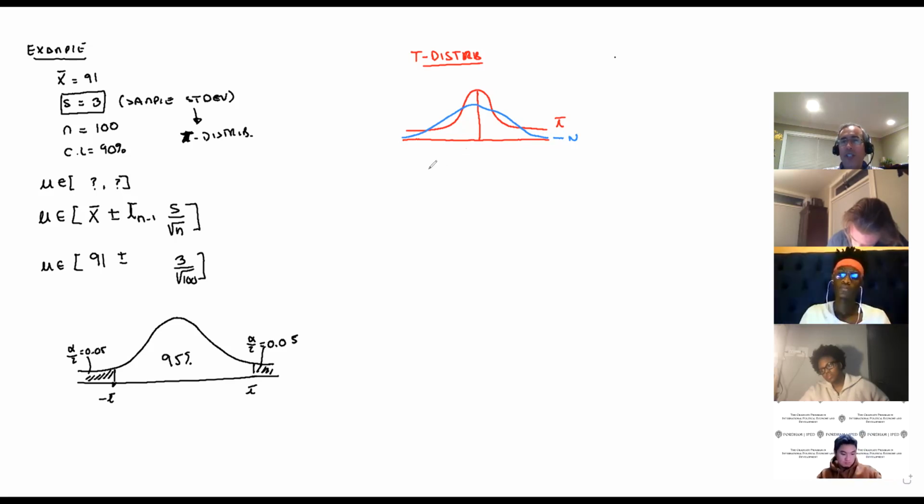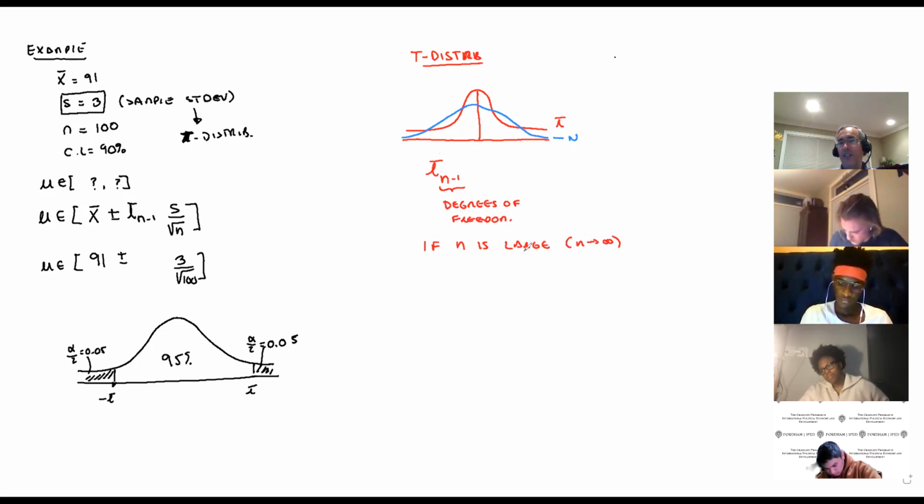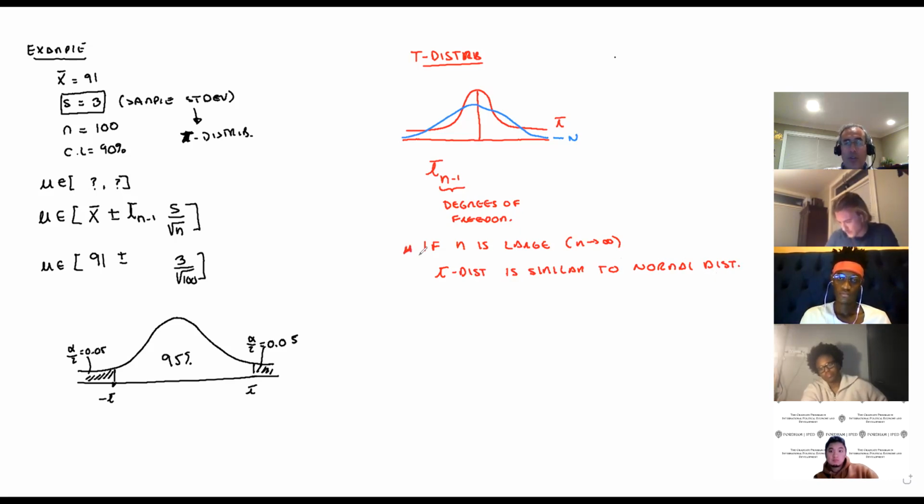Now, what is interesting about the t distribution, guys, is that you always want to find something like t with n minus 1. So what is this n minus 1? It is what is called degrees of freedom. And you need to remember the following rule. Let's go with large, meaning that n goes to infinity, so very large n. The t distribution is similar to the normal distribution. So this is the rule. If n is large, the t distribution looks like normal.